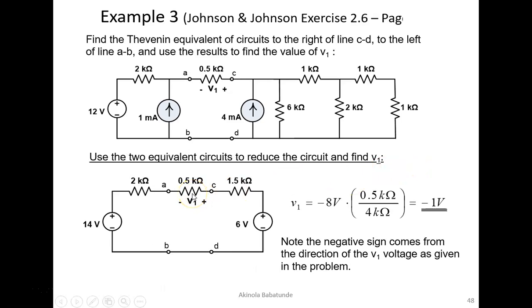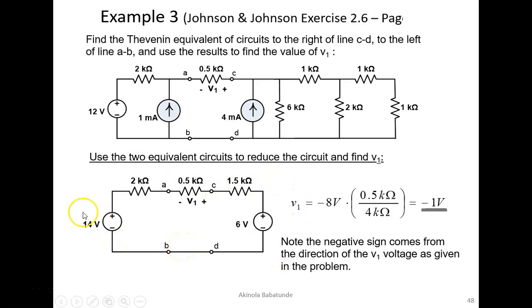If we bring everything together, what we would have is this first equivalent circuit we obtained, 1.5 kilo ohms and 6 volts. We bring that here to the right hand side of CD. Everything put together, we obtain this Thevenin circuit for it. To the left hand side of AB, everything to the left, we obtain this Thevenin equivalent for it. And then we still have our 0.5 kilo ohms and our V1 here. So you can see what we have here is a very simple circuit that we can easily work with.